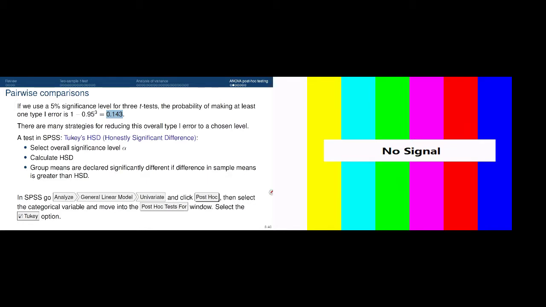All right, and let's just have a look at that. So let's go Analyze, General Linear Model, Univariate. Then we have this post hoc tab. Under post hoc, if we put species over to the right here, we can then tick Tukey. Now, there's lots of different sorts of post hoc tests. We're just going to focus on Tukey in this course.